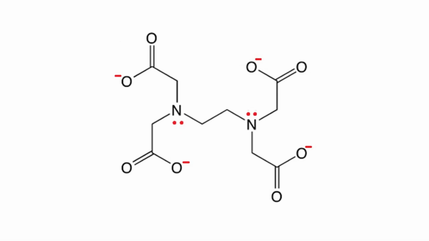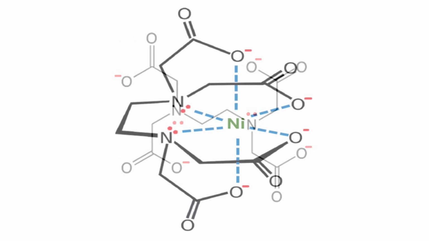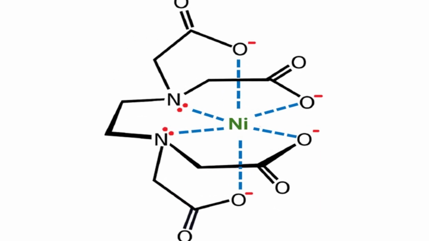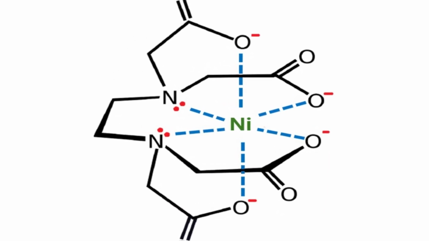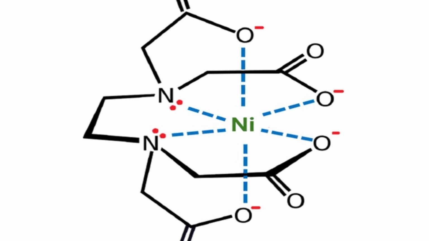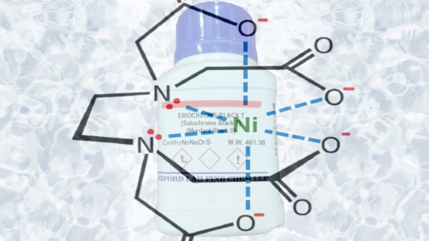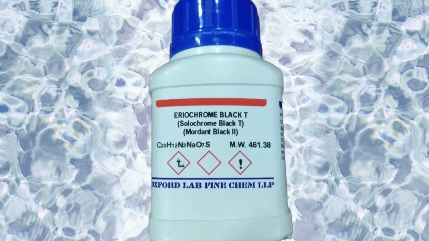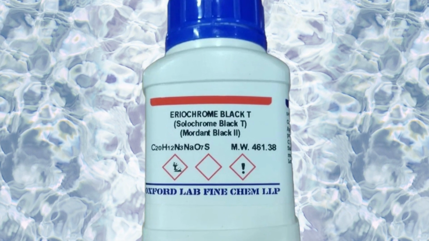EDTA is a polydentate ligand with 6 binding sites. As you can see, it can surround the nickel, or another metal ion, displacing, in this case, all 6 ligand binding sites. As usual, we need an indicator, in this case a compleximetric indicator.